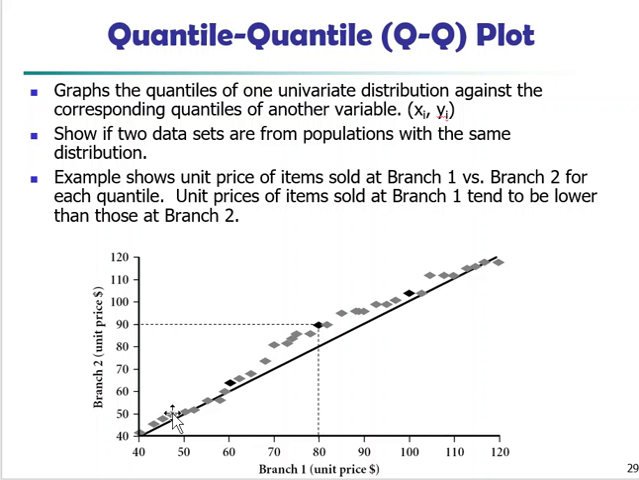Imagine this, we could plot unit prices from branch 2 against a data set from a known normal distribution. If again we get a straight line, then that suggests that unit price from branch 2 follows a normal distribution. So this would be called a quantile normal plot. That is used more often than the single quantile plot.